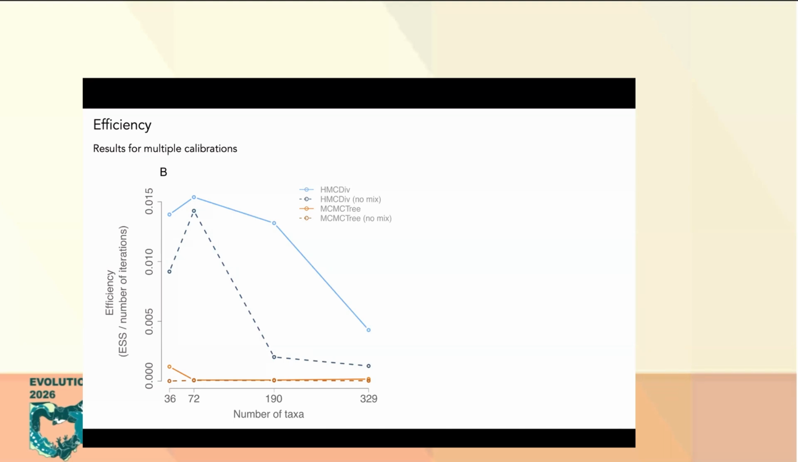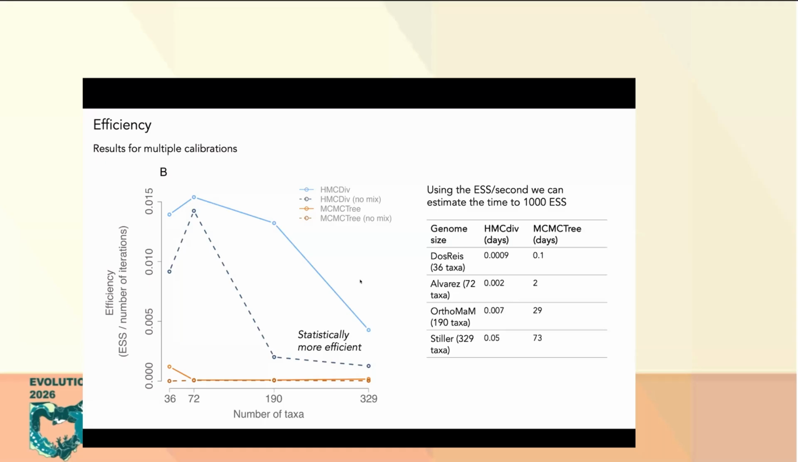I've done some simulations to show a nicer pattern, and we can also use this information to understand how long it would take if you wanted each program to get to 1,000 ESS values. We can calculate that. You can see where HMC-Div becomes much, much faster.